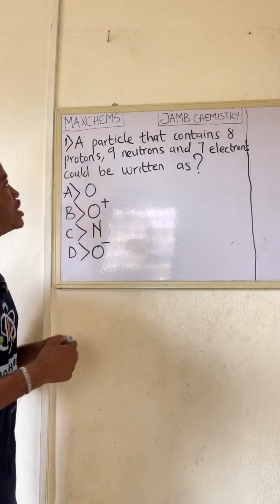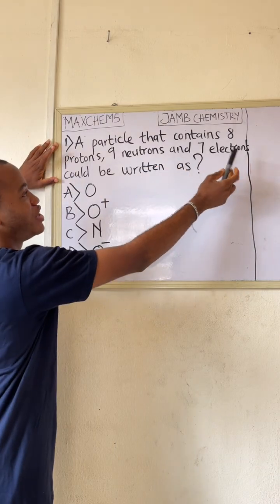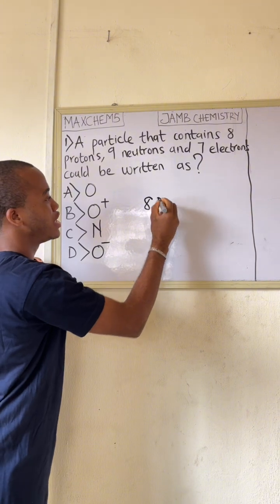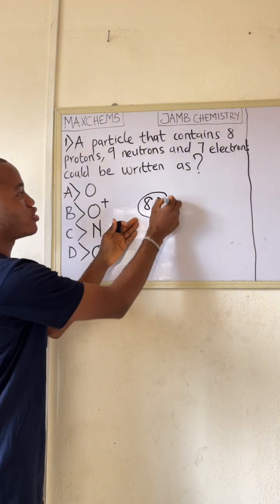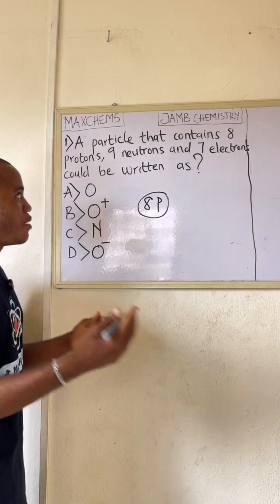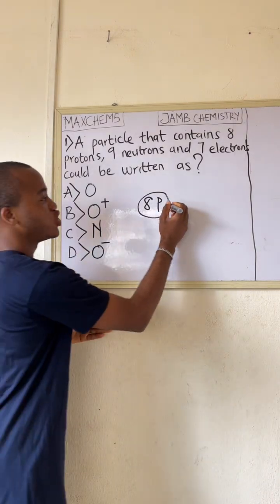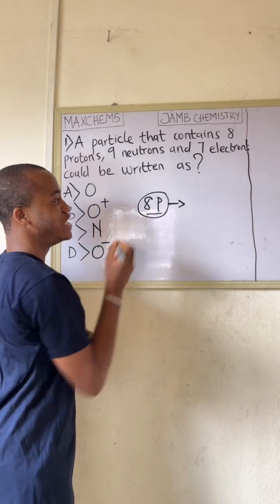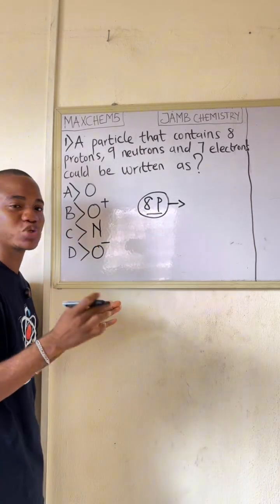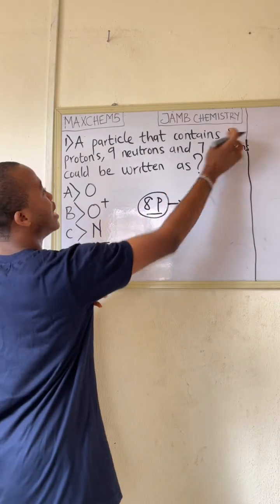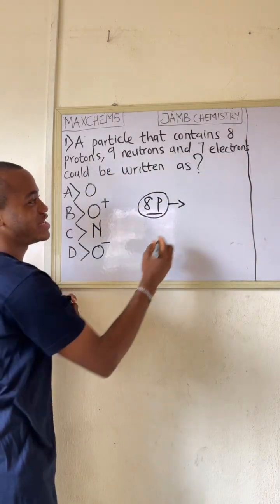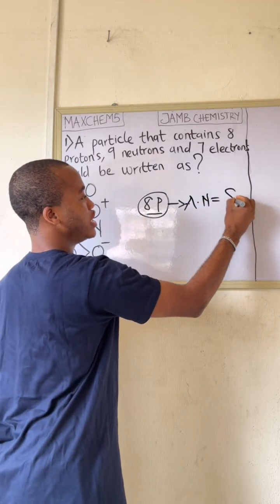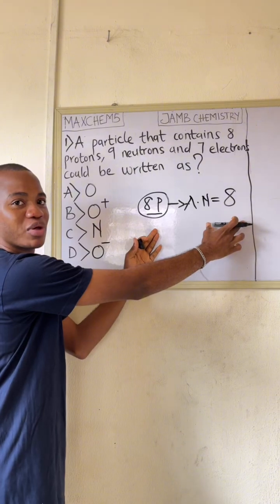The first thing we need to know is that they said this particle contains 8 protons. Now, what does the proton tell us about an element or a particle? The proton tells us the atomic number of a particle. The number of protons is the atomic number of any particle or element. So here they told us that this element has 8 protons. That tells us that the atomic number of this particle we are looking for is 8. That's the first thing you need to know before you do anything.